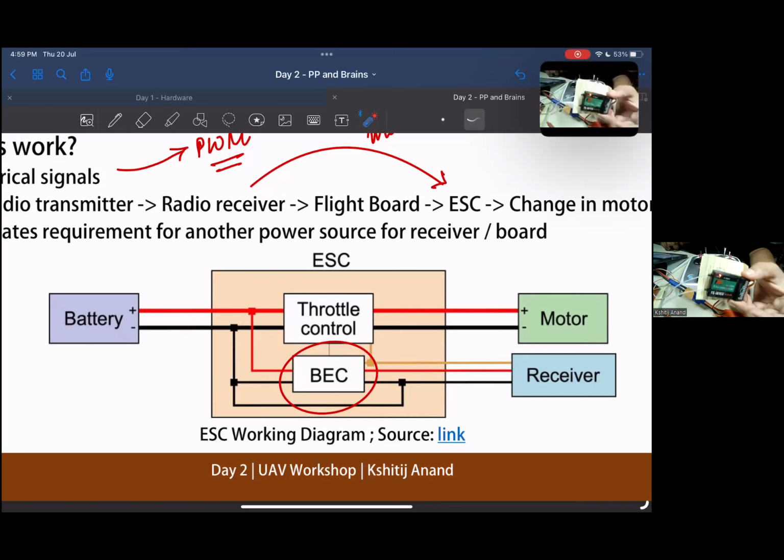When you buy a new receiver, you can just Google how to bind it. You need to bind your receiver to this transmitter. The transmitter should somehow know that you're sending signals to this specific receiver.